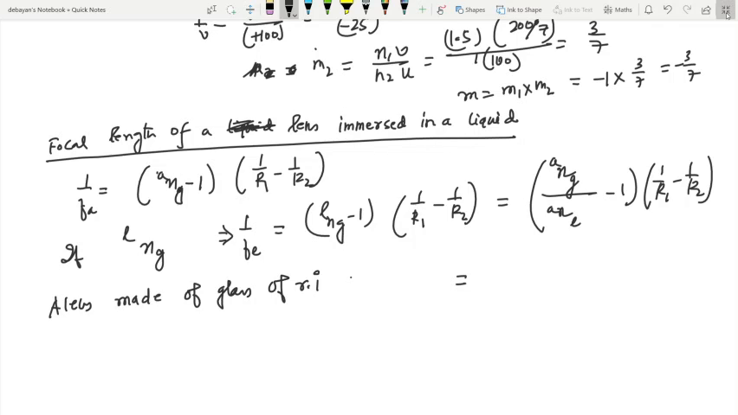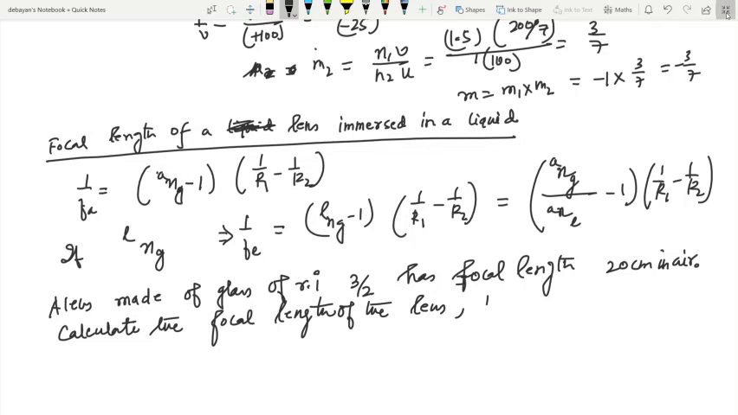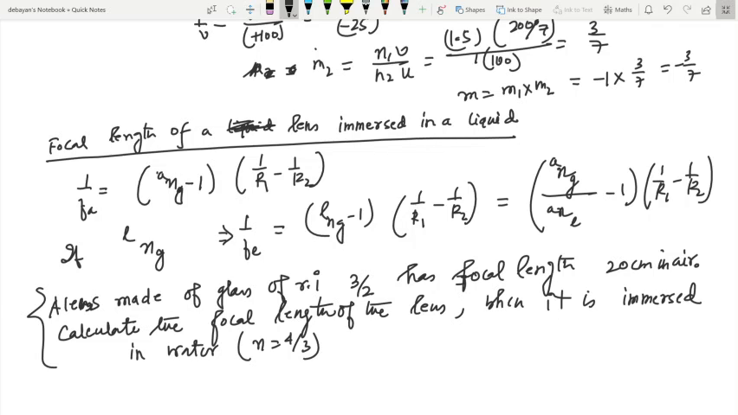So you have to calculate the focal length of the lens when it is immersed in a liquid, and this particular refractive index is given as 4/3. So I know that can be solved easily. The question is: a lens that is made of glass of refractive index 3 by 2 and whose focal length is given. You have to calculate the focal length of the lens when it is immersed in water.